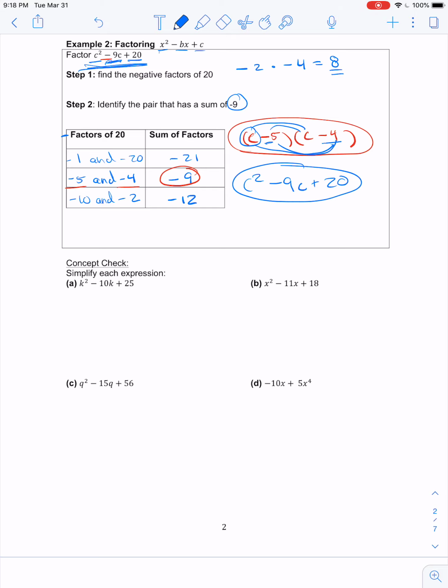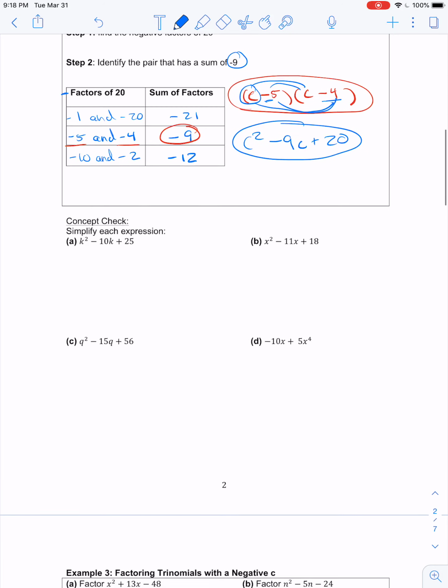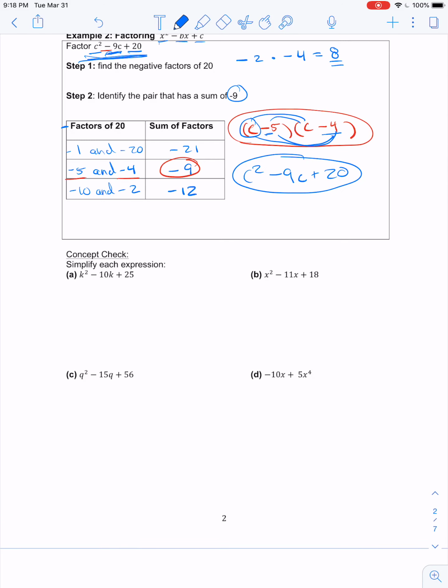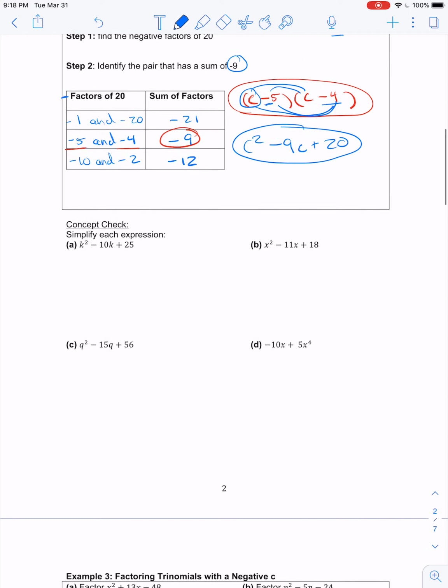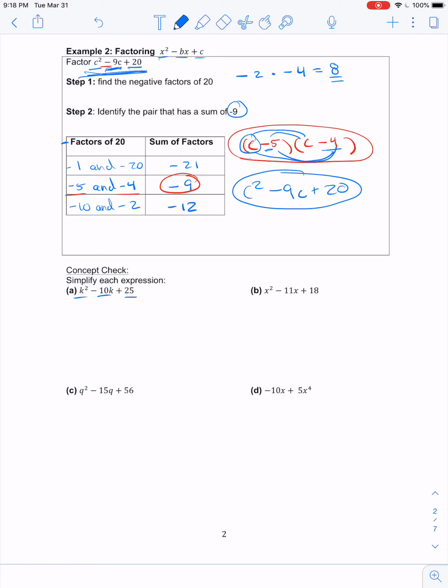So go ahead and try these examples. Again, when we begin the next lesson, example 3, I will jump into it with you. But first, actually, you know what? Let's do one example right now. So k squared minus 10k plus 25 is what we have. What do we want to find the factors of? Well, we want to find the factors of this c term, right? So in this case it was 20, in this case it is 25.